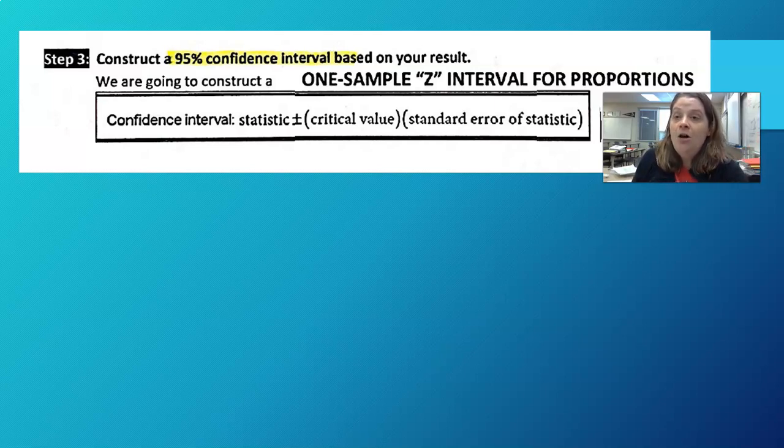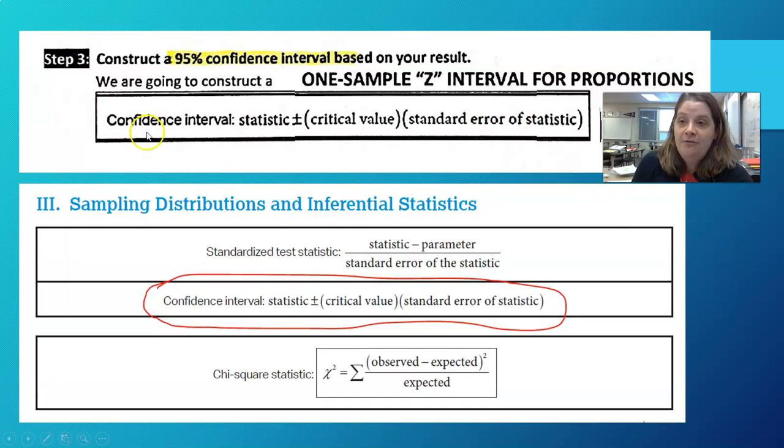Okay. Now, on your AP Statistics formula sheet, you are going to see this formula right here. Confidence interval is the statistic plus or minus the critical value times the standard error of the statistic. This is on the front page of your formula sheet under this heading that says sampling distributions and inferential statistics. It's the second one down right there on the formula sheet. That's not something you have to have memorized.